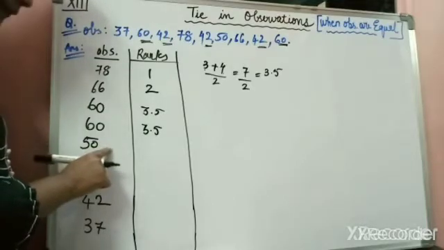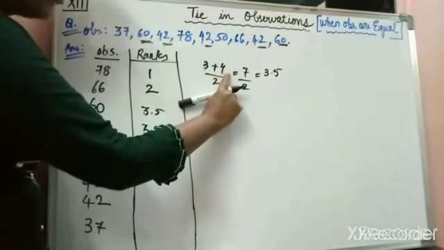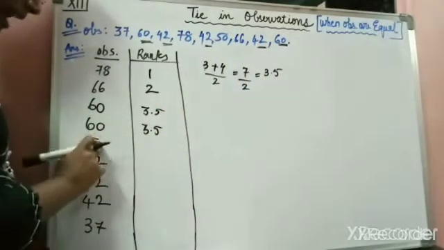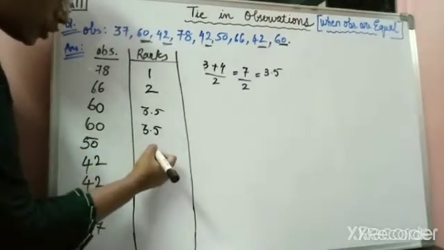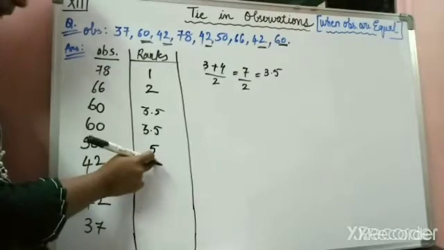Now after that for 50, what would be the rank for number 50? Up till here we have taken rank number 4. After 4 the rank would be 5. 50 is not repeating, so we are giving 50 the rank 5.